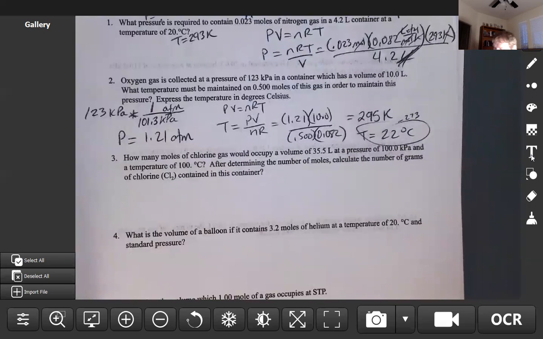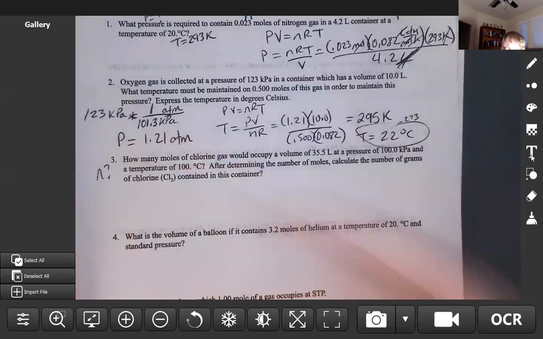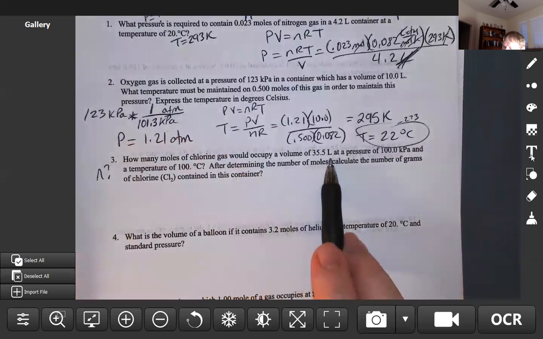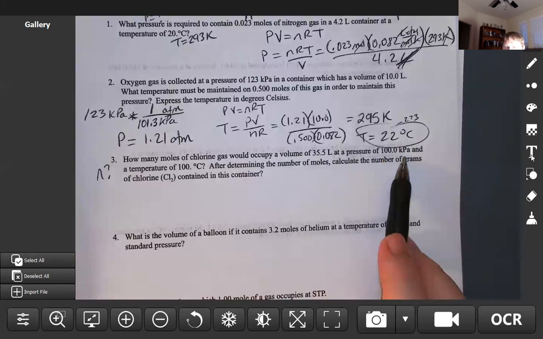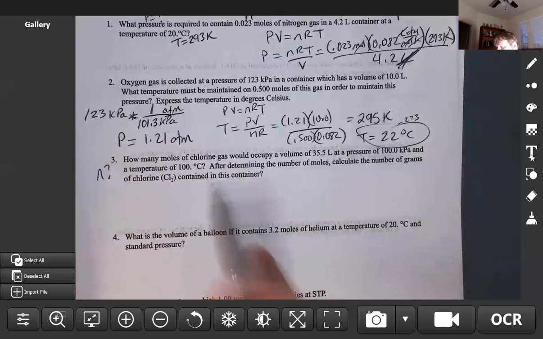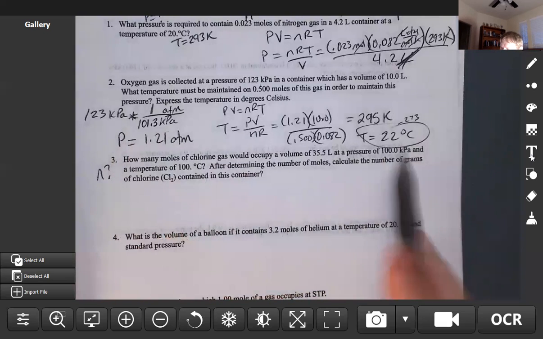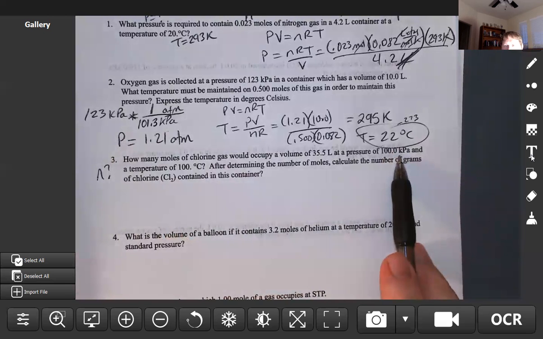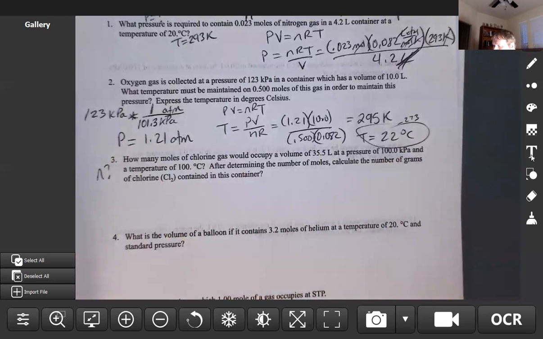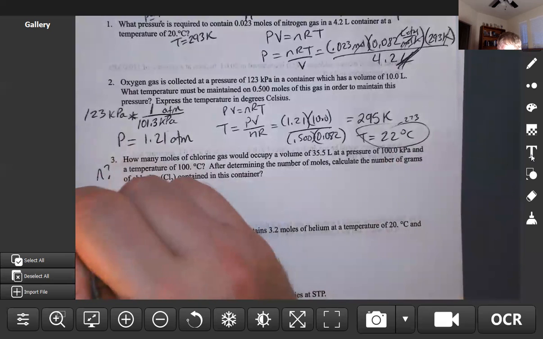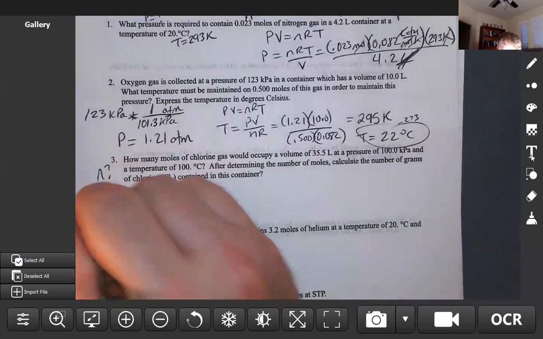All right, number three, how many moles of chlorine? All right, well, this time we're going to be solving for n. The volume is 35.5 liters. The pressure is 100 kilopascals. And the temperature is 100 degrees Celsius. Okay. All right. Well, in the last problem, we did a pressure conversion. Since it would be the exact same here, let's do a different approach on this. And let me show you how I can actually change my R value.